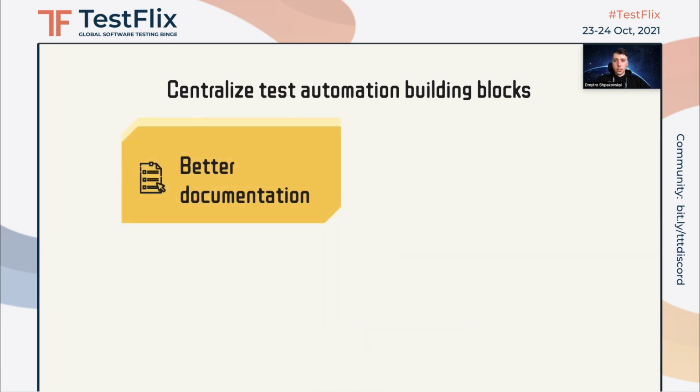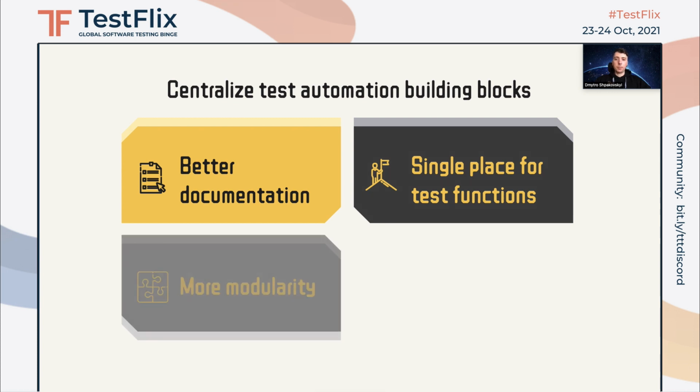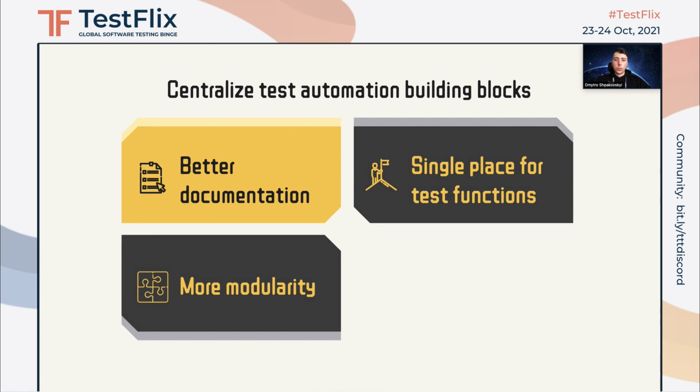Better documentation available for all team members. Both developers and product owners will have a possibility to easily read your tests step by step. Single place to keep test functions and step definitions. This way you can easily switch testing frameworks without rewriting tests. All you'll have to do is to update step definitions for the basic actions, and all the tests will be green again.